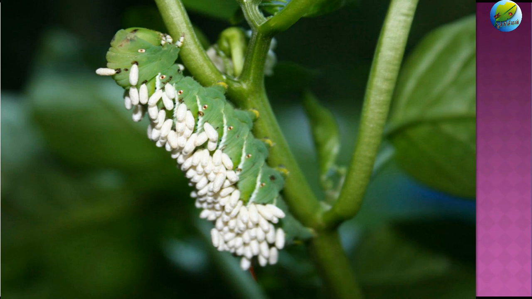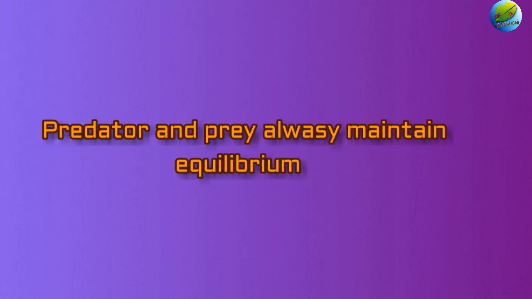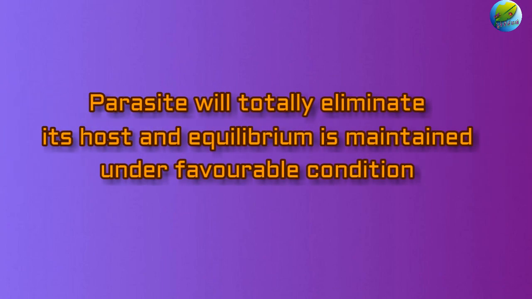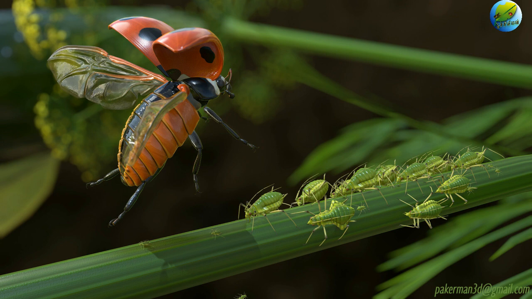Interaction between predator and prey is different from the parasite-host relationship in that the predator and prey maintain equilibrium, whereas the parasite and its host relationship is more dynamic. The parasite, in general, when the rate of parasitism is high, causes death and results in elimination of the host. We can take COVID-19 as an example of a parasite. But predators never eliminate the prey completely. Like if we take the coccinellid population, they will feed on the aphids, but they will never eliminate the aphid population completely.